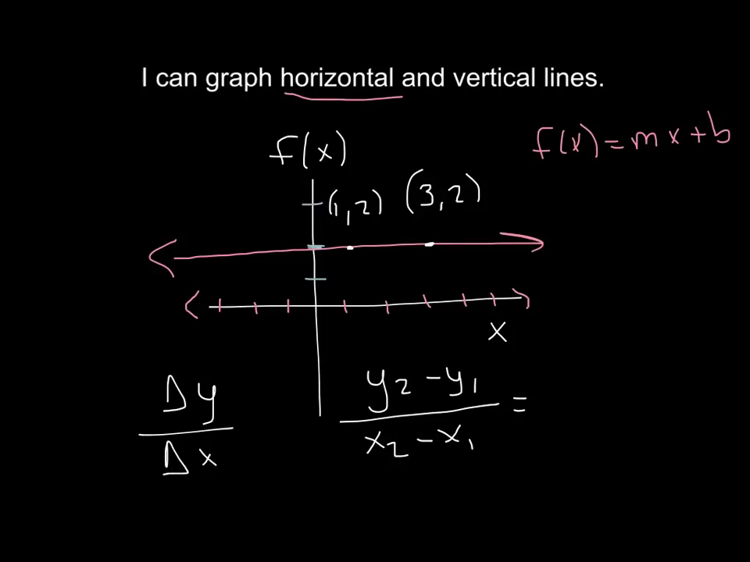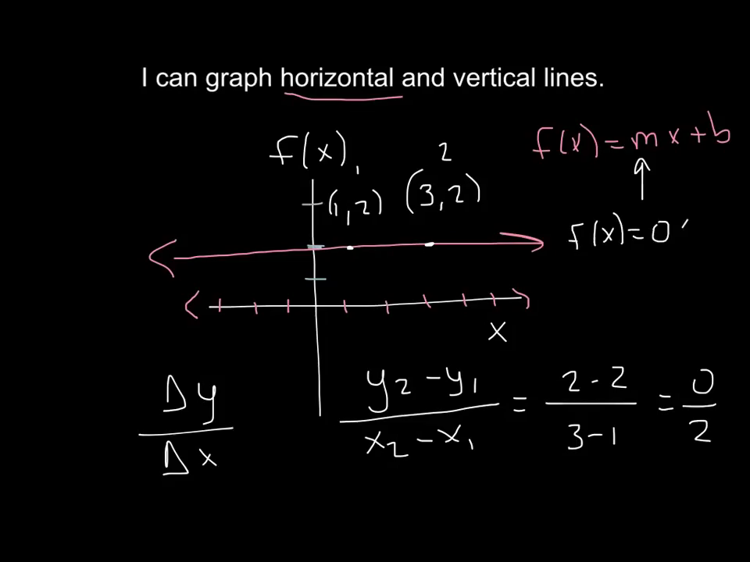If I plug in these points, I'm going to make this point 2 and this point 1. I'll go, okay, 2 minus 2, you might see this already, and 3 minus 1. I'm going to get 0 over 2. Well, 0 divided by anything is 0. So the slope of this flat line is 0. And what happens if we plug in 0 for our slope? Well, we'll get f of x is equal to 0x plus b, or f of x is just equal to b.